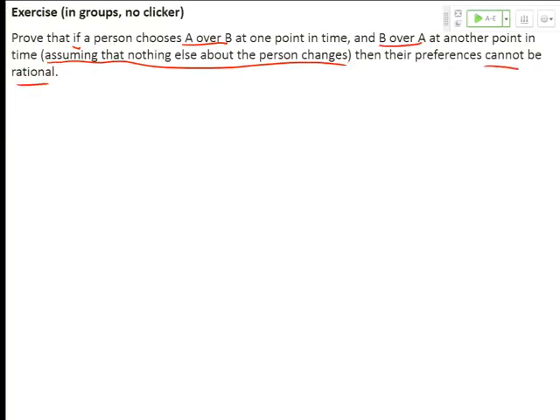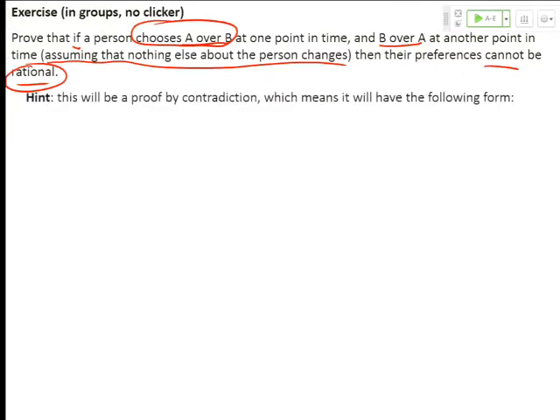Okay? This statement here can be represented mathematically. This statement here, preferences being rational, can be stated mathematically. And what I'm asking you to show me is that those two statements cannot both be mathematically correct at the same time. So I'm going to give you a hint. This is going for those of you who haven't done a lot of proofs. There are a few different kinds of proofs.